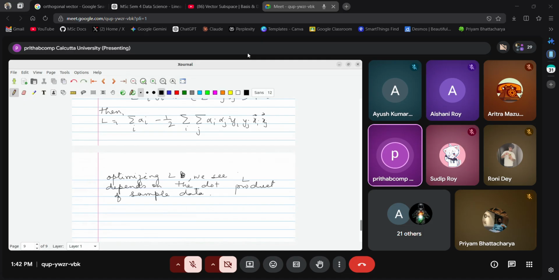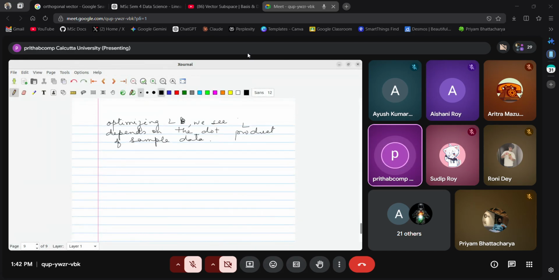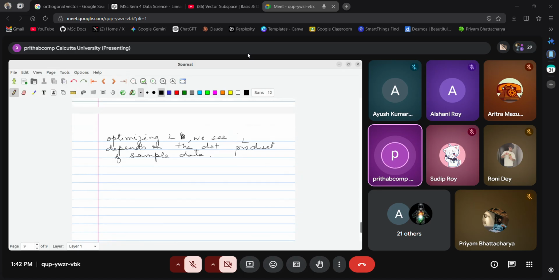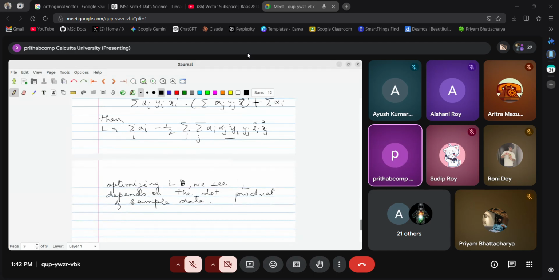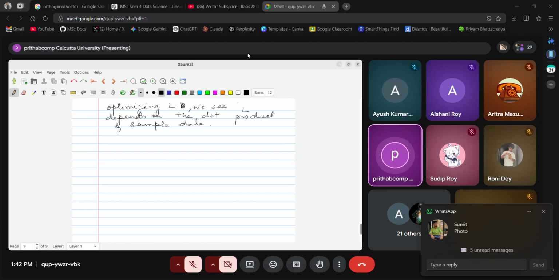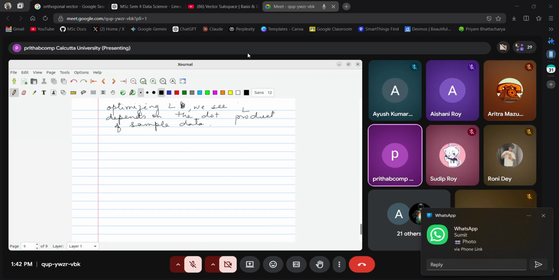So here you see the dot product of this sample data over here. Now once you get this optimized line, this L corresponds to the optimized width. Once you have this optimized width, in order to predict the class for a new data point, we need to use the decision rule, right?